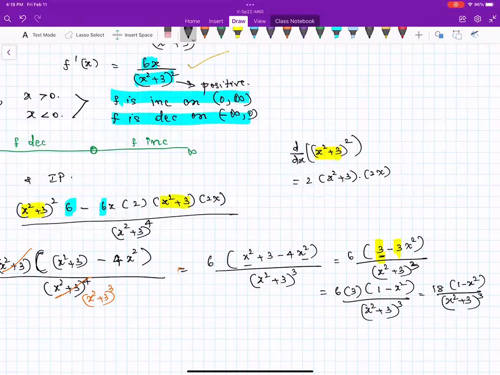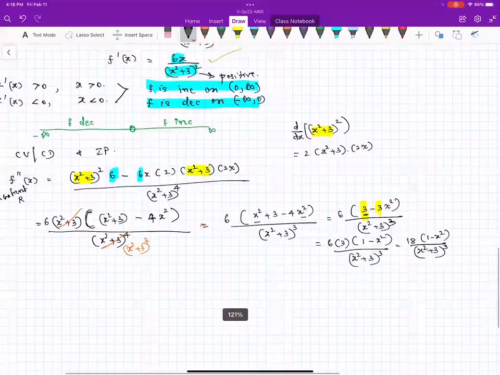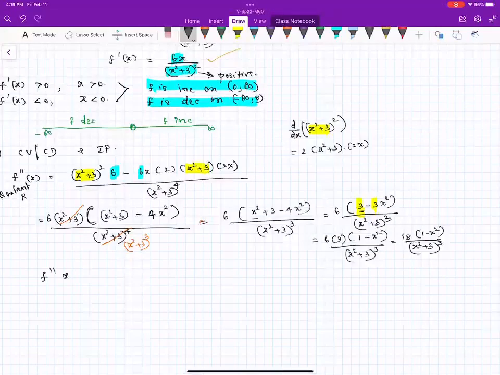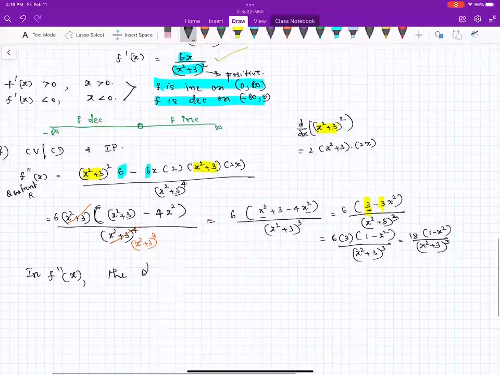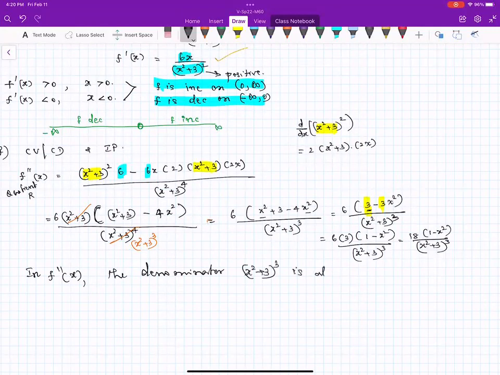Now we have to discuss the sign of f double prime x. Where is it positive? Where is it negative? So in the expression for f double prime x, the denominator, which is x squared plus 3 the whole cube, is always positive. It's always positive.